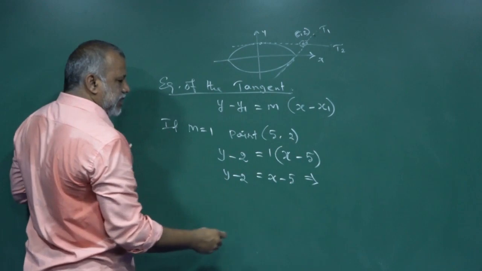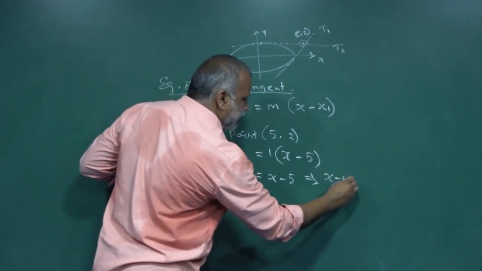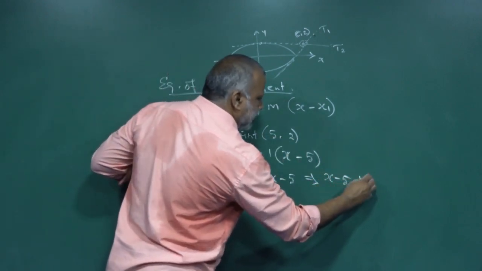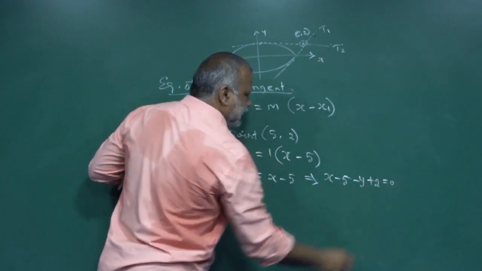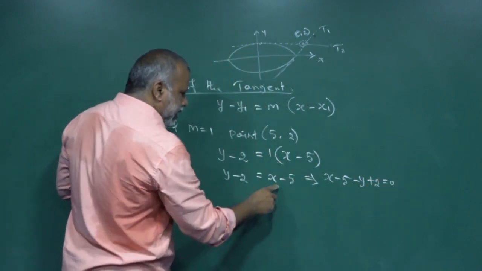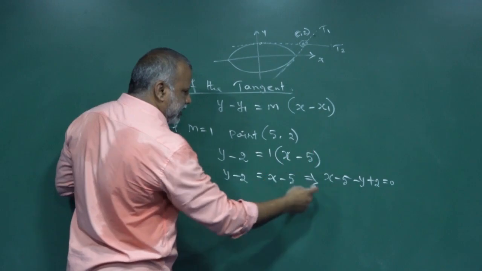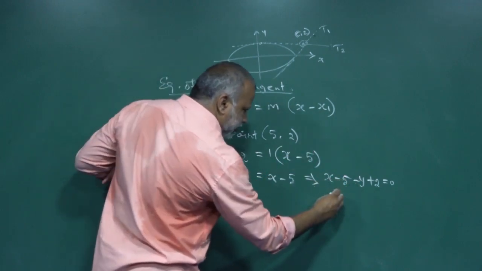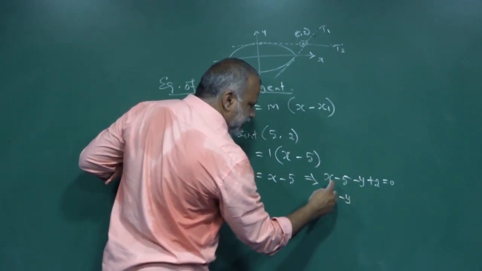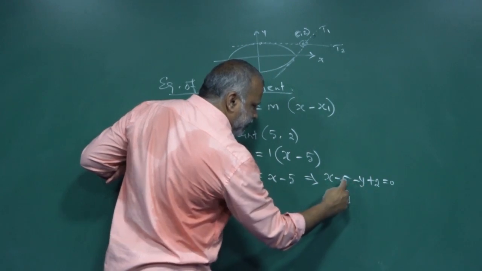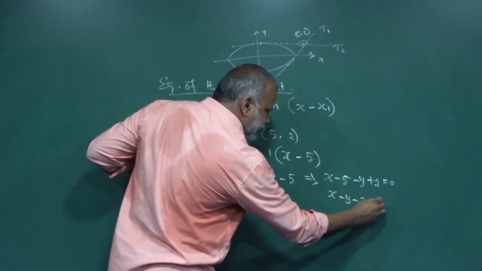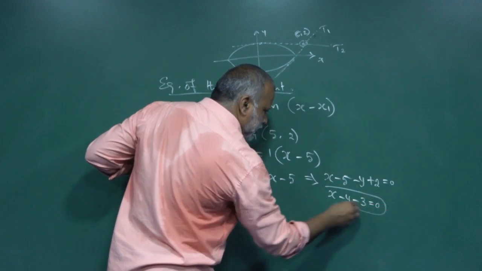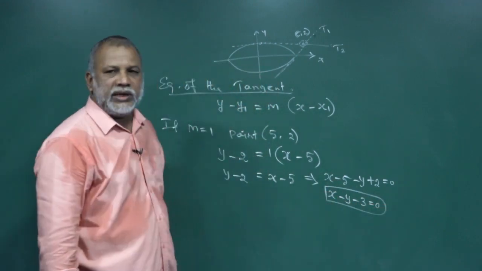Convert this equation to the same side. So x minus 5, then minus y plus 2 equal to 0. x minus 5 is converted to the other side, minus y plus 2. Therefore this equation can be written in the form of x minus y; 5 and 2 will be simplified. We get minus 3 equal to 0. This is the equation of one tangent.